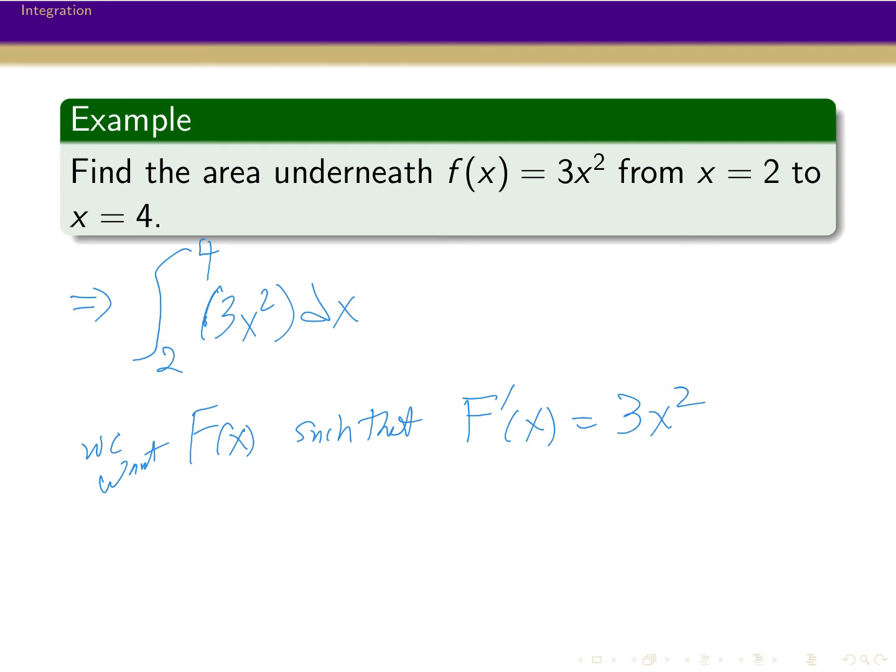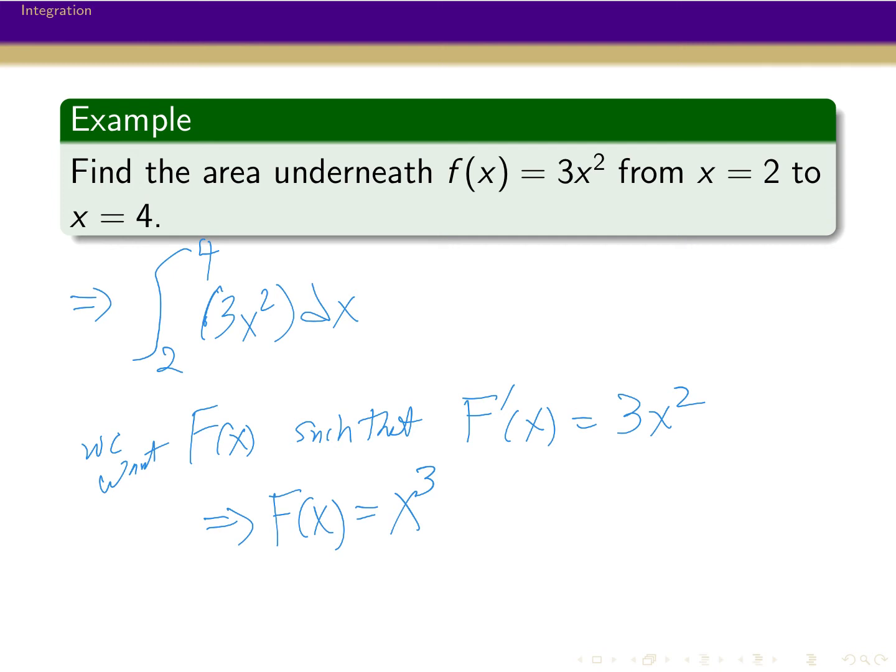Looking at this, I tried to set this up so this could be something you could come up with fairly quickly. What function, when you take the derivative of it, do you get 3x squared? One such function that works is F of x is x cubed. You can double check by the power rule. When you take the derivative of x cubed, the 3 comes down, and we have 3x squared.